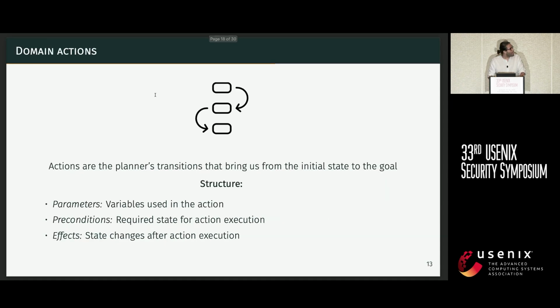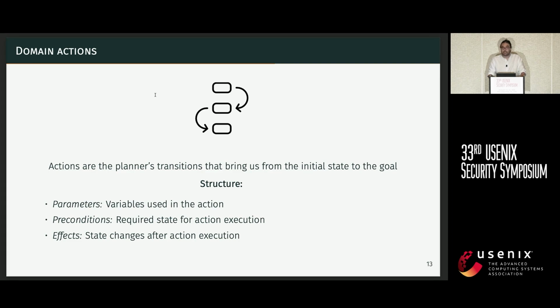But how do we actually get to the goal state? This is done via actions that modify the state of the system, and this is done by the PDDL domain actions. So the actions are the planner's transitions to bring the planner from one state to the other. The structure is basically taking parameters, preconditions, and effects.